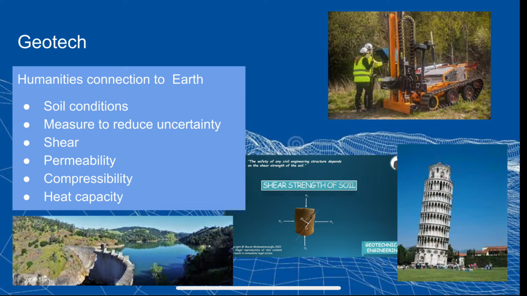Often you don't know exactly what the soil consists of, so you take measurements to predict your foundation necessities. Soil usually fails in shear because of the permeability. You can also measure the compressibility of the soil and the heat capacity of the soil.